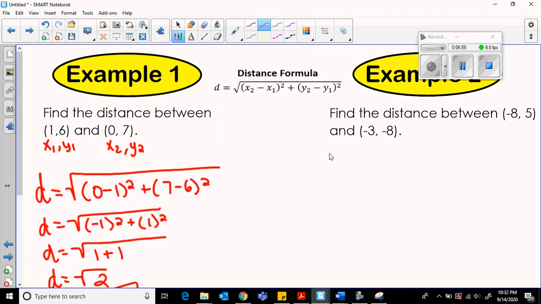All right, so for example 2, we want to find the distance between (negative 8, 5) and (negative 3, negative 8). So go ahead, pause the video, label your x sub 1, y sub 1, x sub 2, y sub 2, and go ahead and find the distance using the distance formula.